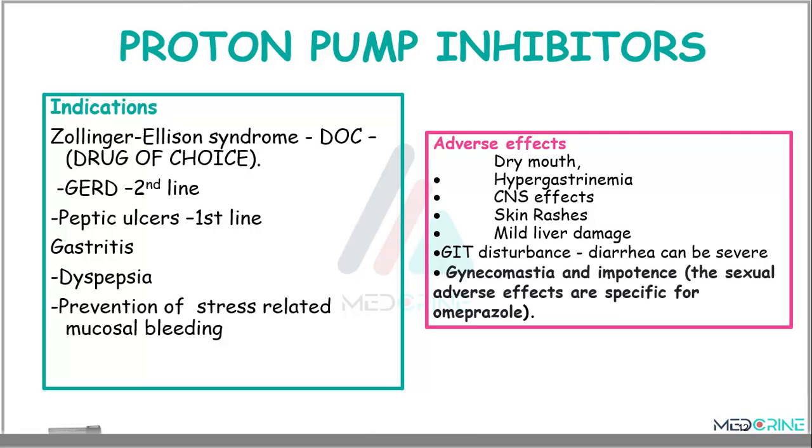The main side effects or the adverse effects associated with proton pump inhibitors are a dry mouth, hypergastrinemia, central nervous system effects like headaches, skin rashes, and mild liver damage. Gastrointestinal disturbances, gynecomastia and impotence can also be specific in cases of omeprazole.